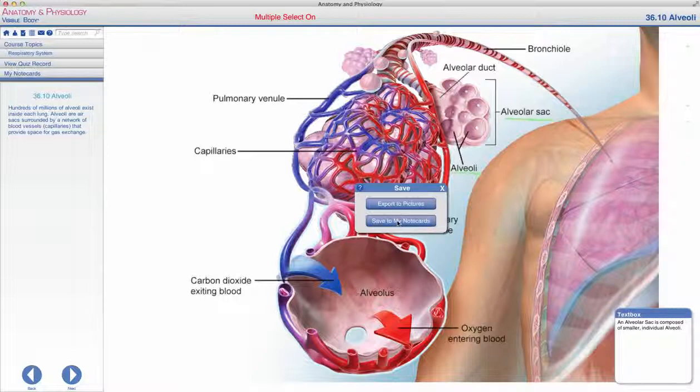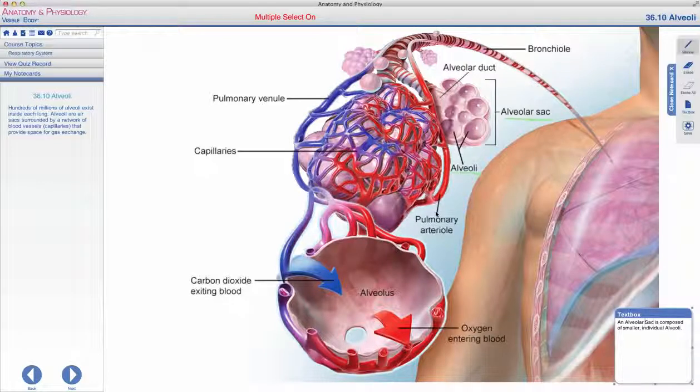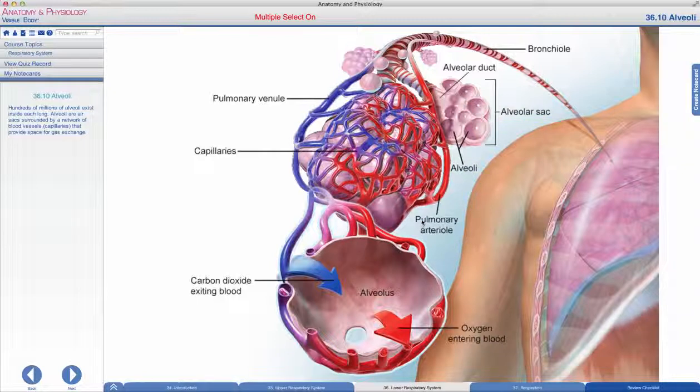We'll save this note card, which we'll title alveolar sac. And we can review it later on by looking at this tab known as My Note Cards. But for now, we're going to continue on with our discussion of these structures.